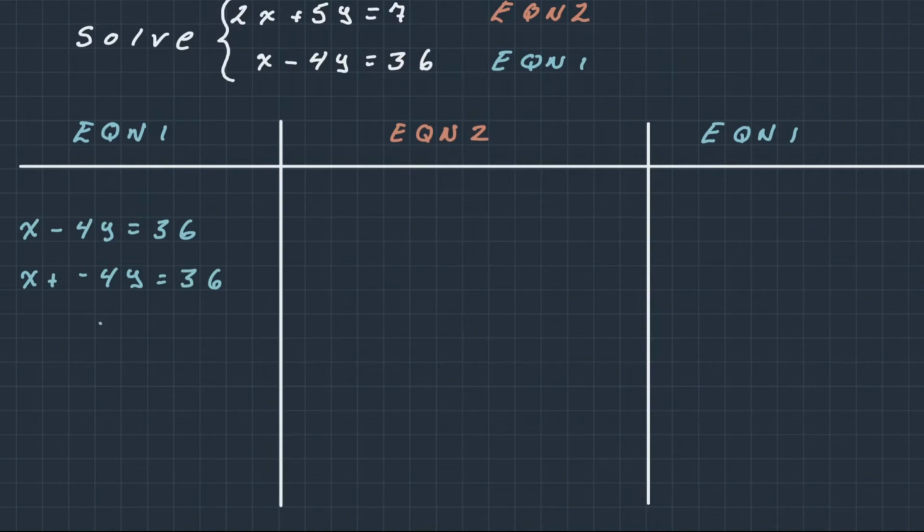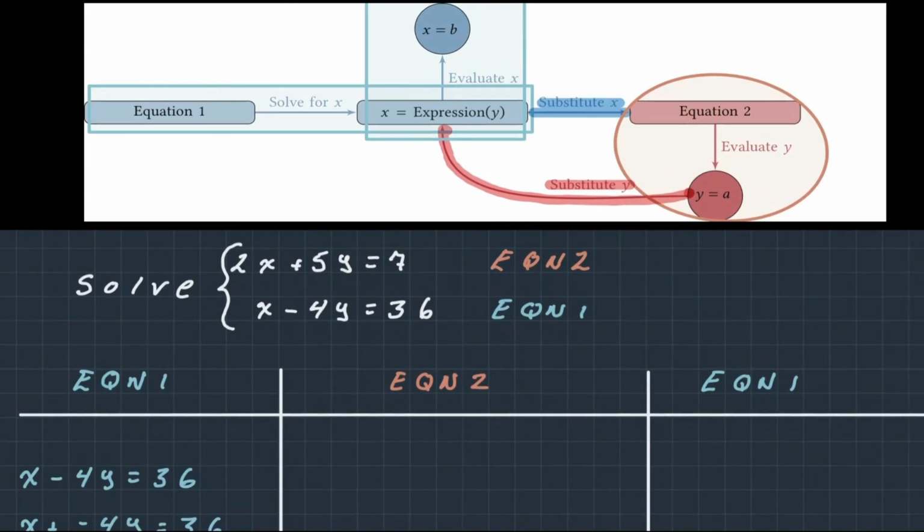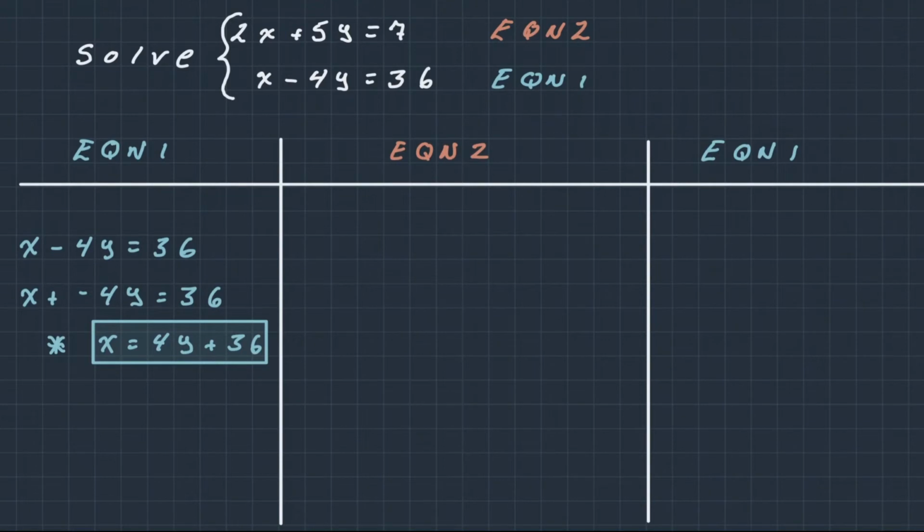Now we're going to solve this equation for x by adding 4y to each expression, leaving us with x equal to 4y plus 36. All that we have done here is change the form of the equation. It's the same equation, it just looks different. In fact, I'm going to put a star there to indicate that it's still equation 1, but it just looks different. So we have now taken equation 1 and expressed it in a different form where I have x equal to some expression of y, so that I can take this value of x and substitute it into equation 2.